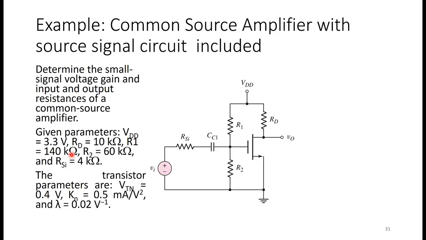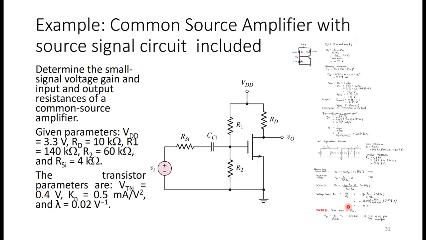What you're going to see is that the input signal source resistance is actually smaller compared to R1 and R2. Now the transistor parameters: VTN equals 0.4 volts, KN is 0.5 milliamp per volt squared, and the channel length modulation parameter is 0.02 per volt. This is what's involved. As usual, I'll put it so that you can see what's involved. These are all handwritten. Later on, I'm just going to take the book and paste it so that you can see.